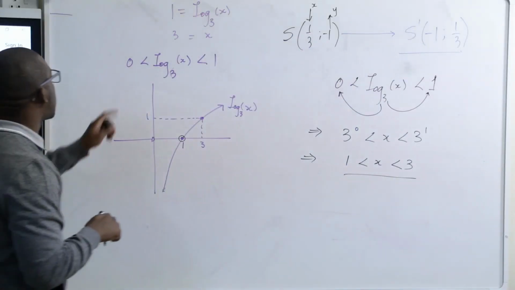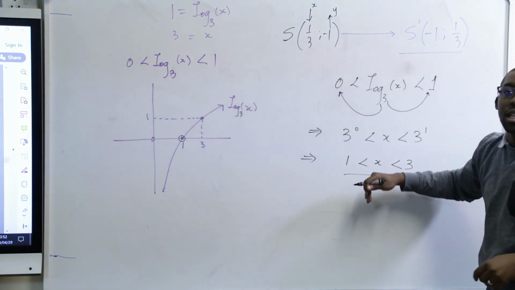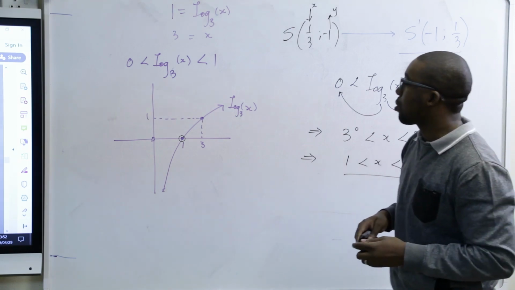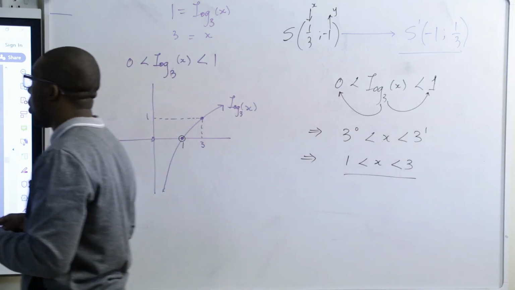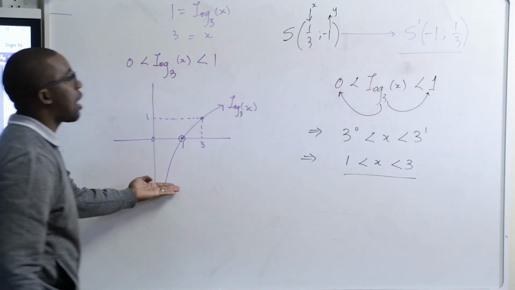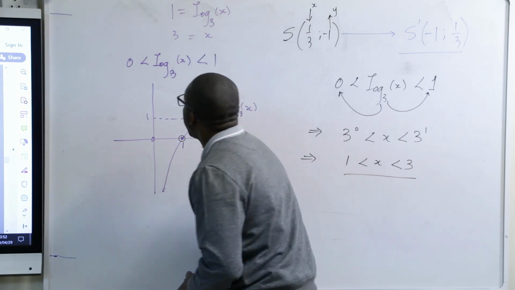So if we're going to have 0 for y and 1 for y, it is because x was taking the values from 1 to 3. That's how you solve it. We solved it graphically and algebraically. So that is the end of that question.